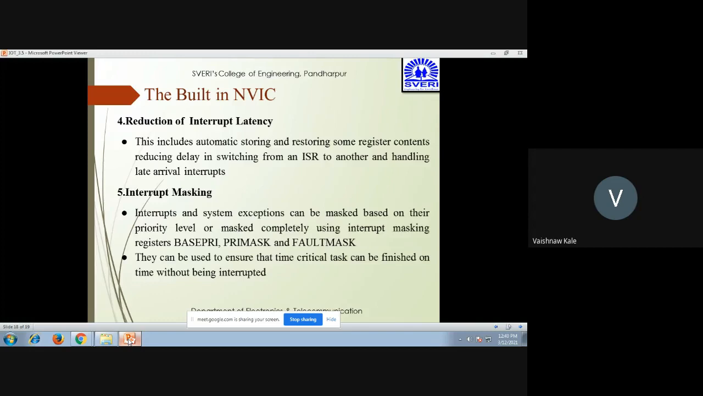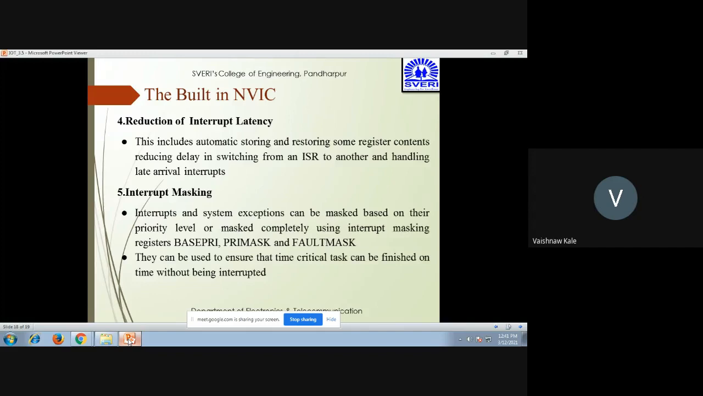Latency means the response time between the software and the user. So if the latency is more, that means the response time is more, and it is not good enough. The response time has to be very low so that immediate action will be taken. So interrupt latency is the time between the interrupt given by the user and the response of the software to that interrupt.